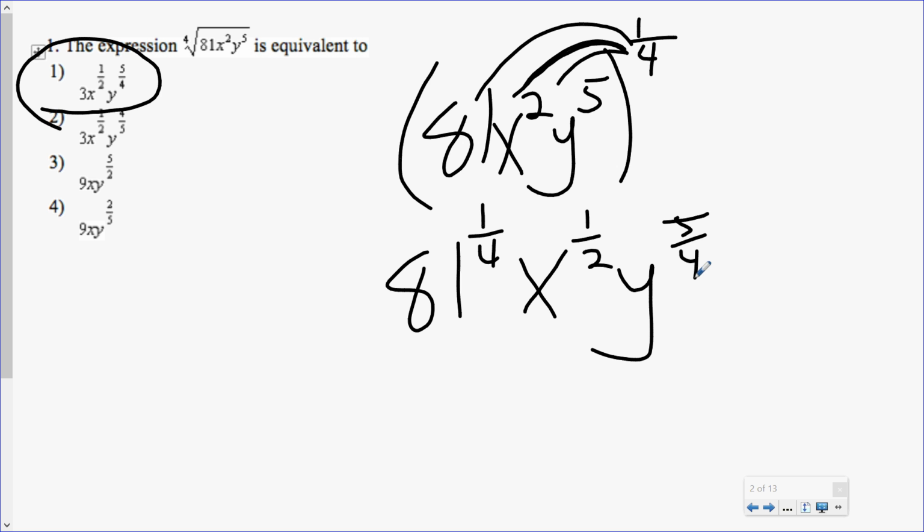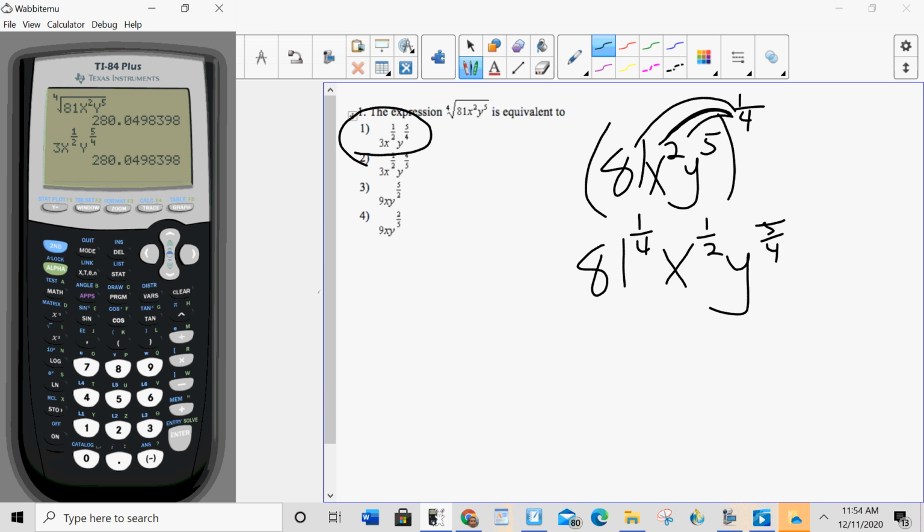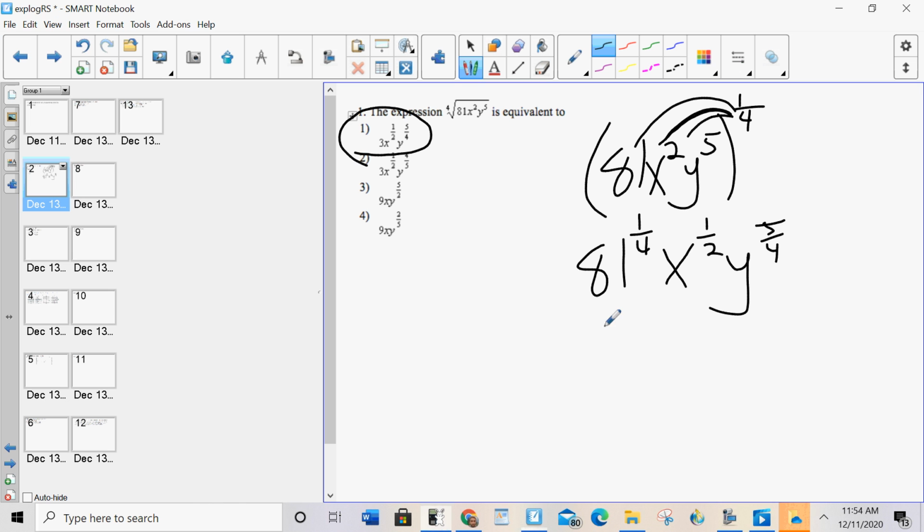But I also then want to try to see if I can put it back in a radical. And 81 to the 1/4, you can either do the 4th root of 81, or you can type in 81 to the power of 1/4, and you get 3, because 3 times itself 4 times is 81, and that's how you would come up with that answer.